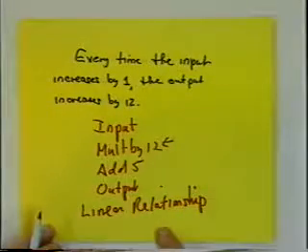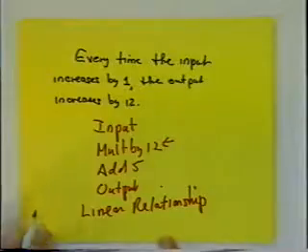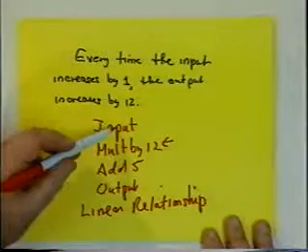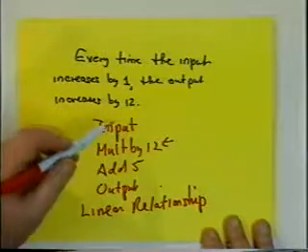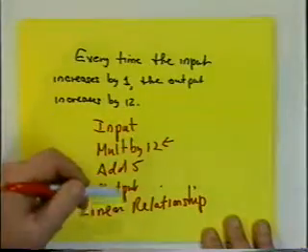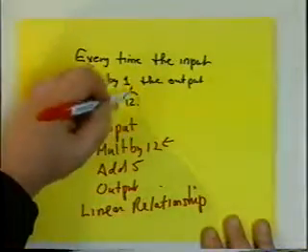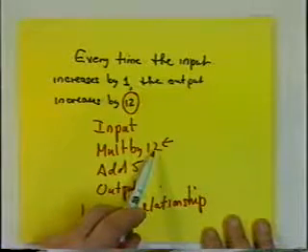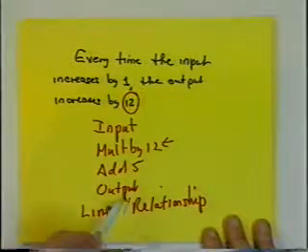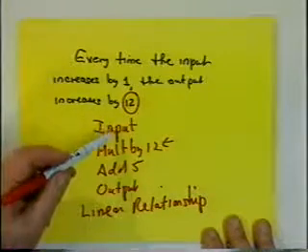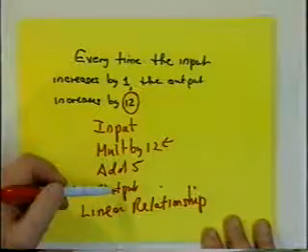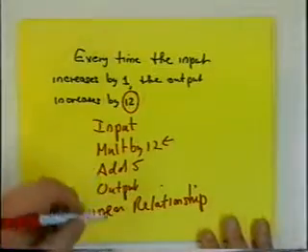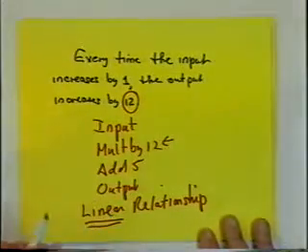A relationship is linear if whenever the input increases by 1, the output always increases by a certain fixed amount. In this case, the fixed amount was 12. As we'll show later, if you were multiplying by 3, the fixed amount would have been 3. But the important thing is that changing the input by 1 will always change the output by the same amount. And let me show you now where the word linear comes from.